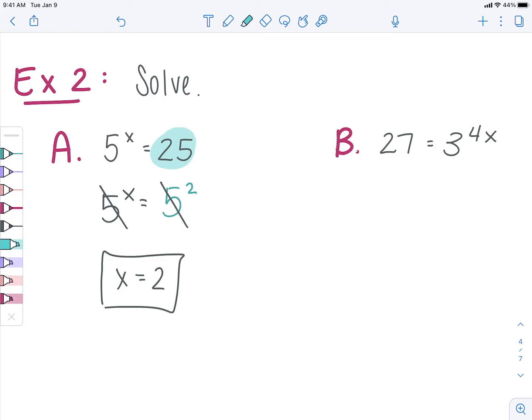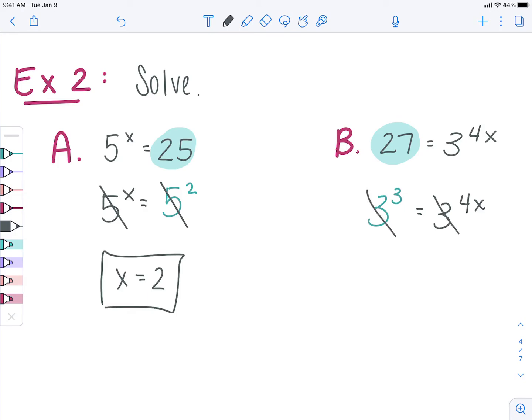So now I want to do the same thing with B. I want to look at 27 equals 3 to the 4x and say, okay, 27 is my bigger number. Can I rewrite 27 as 3 to some power? And we know we can rewrite it as 3 to the 3rd power. We're going to keep the rest of it all the same. Just bring it down. So now my bases match.